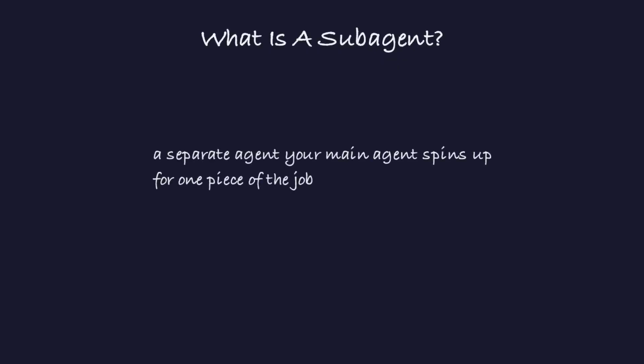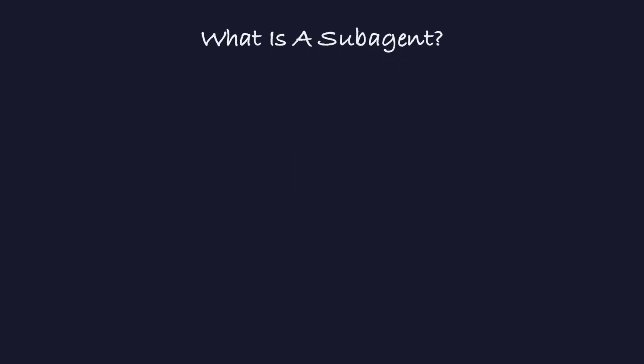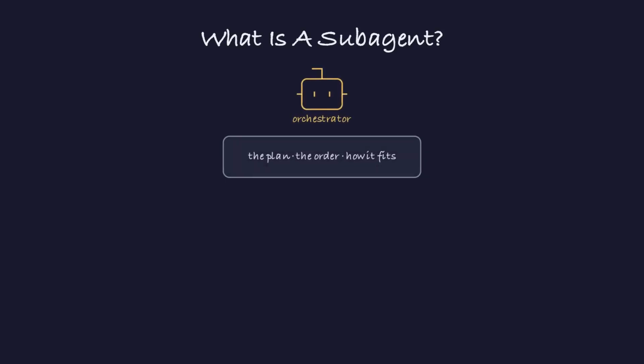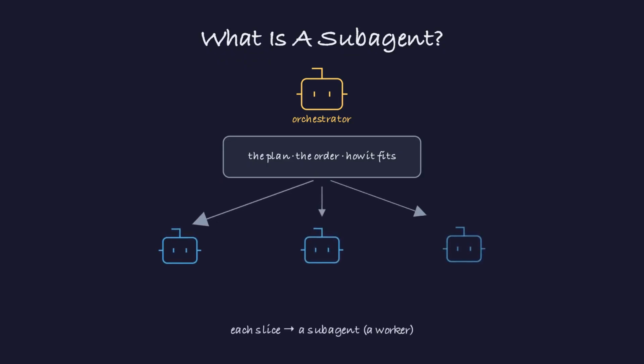It's simply a separate agent that your main agent spins up to handle one piece of the job. Picture a manager and a team. The main agent, the orchestrator, holds the big picture, the plan, the order, how the pieces fit. It hands each slice of work to a subagent, a worker, and every worker gets three things of its own.